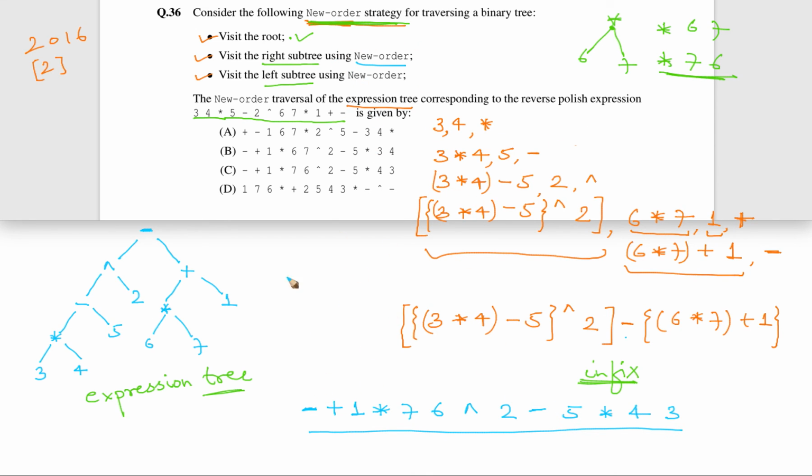Okay, so the first one is minus, so definitely these two are not correct. In fact, we can see that this C is correct: minus plus 1 and then multiplication 7 6 exponentiation 2 minus 5 star 4 3. We can see that this one is the exact one which we came up with here. Okay, so our answer is C.